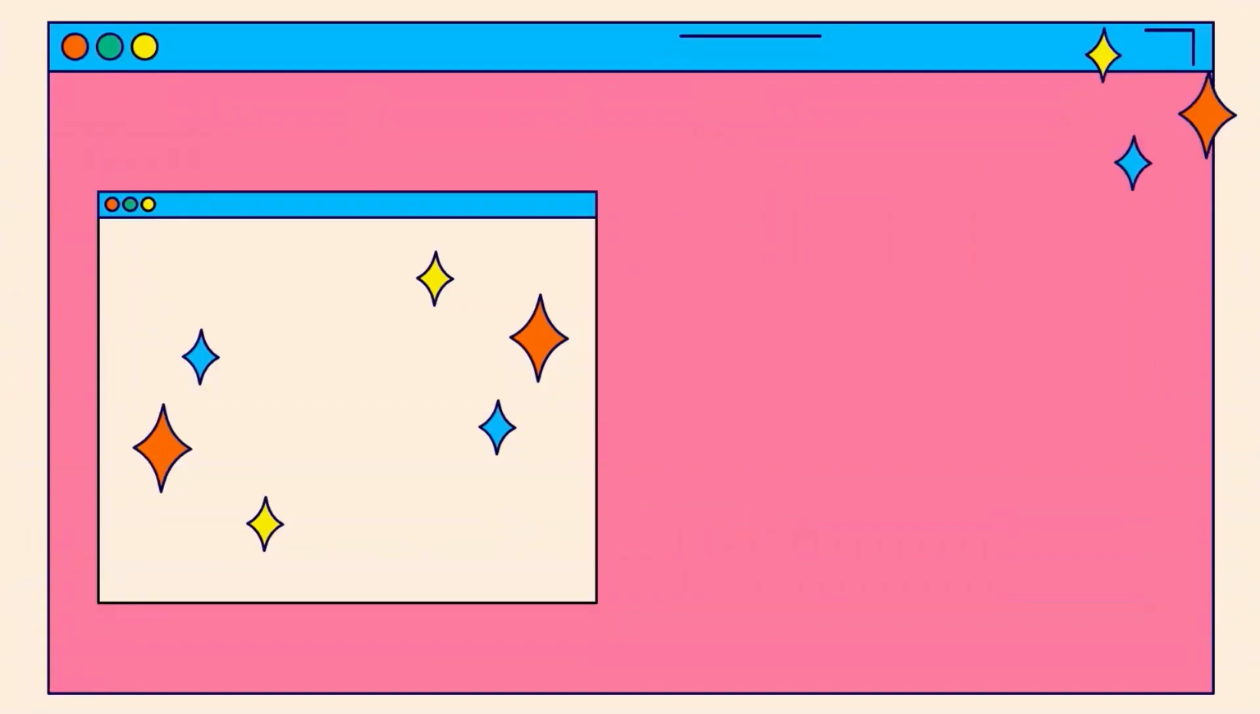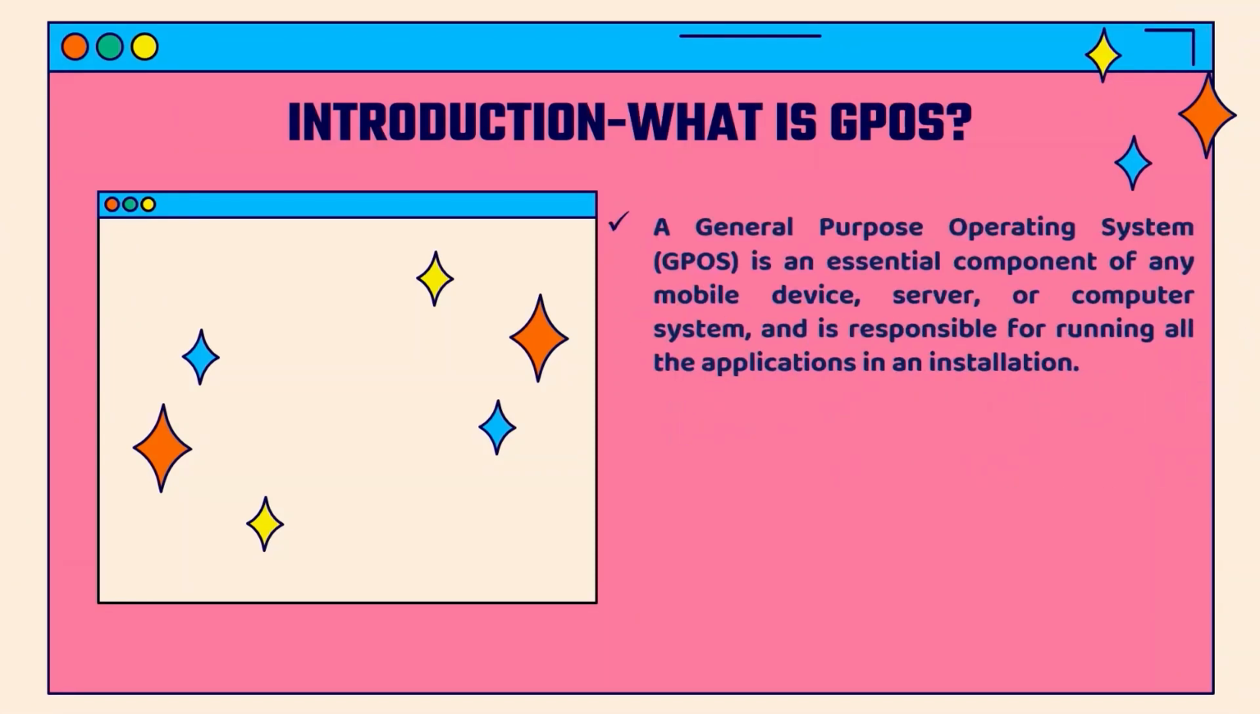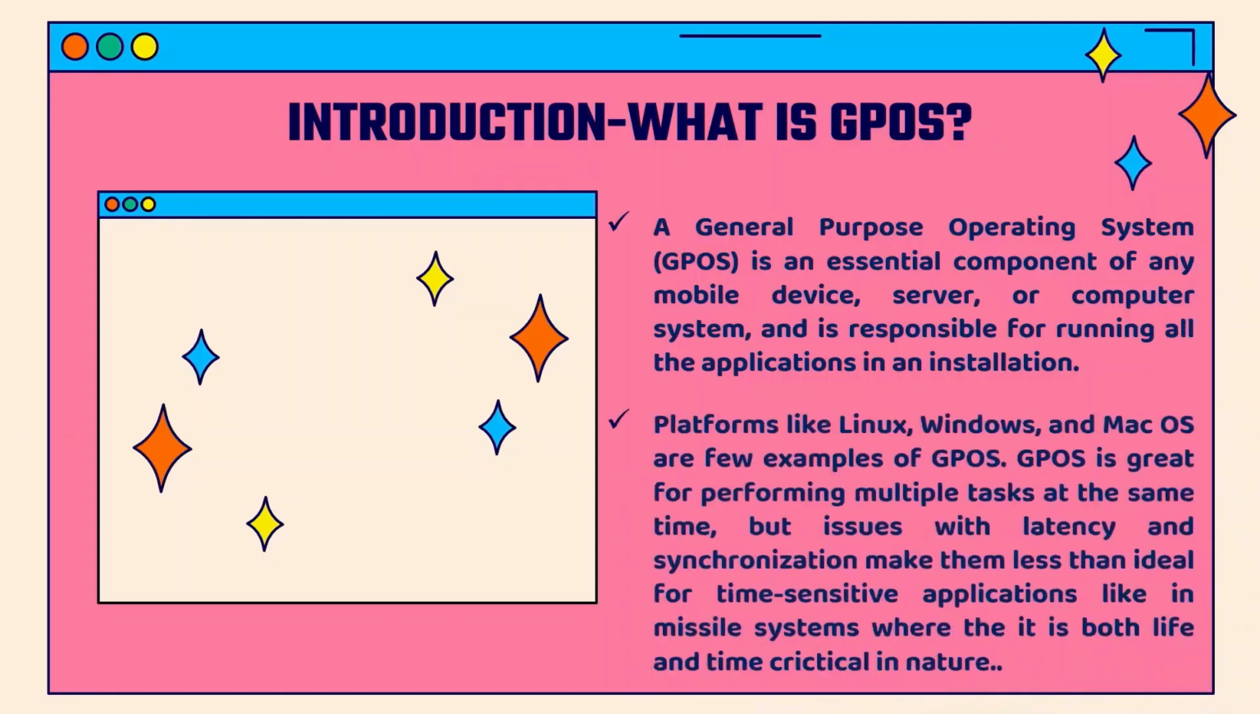Now we look into our main topic. So what is a general purpose operating system? A general purpose operating system is an essential component of any mobile device, server, or computer system and is responsible for running all applications in one installation. Platforms like Linux, Windows, and Mac OS are a few examples of general purpose operating systems.